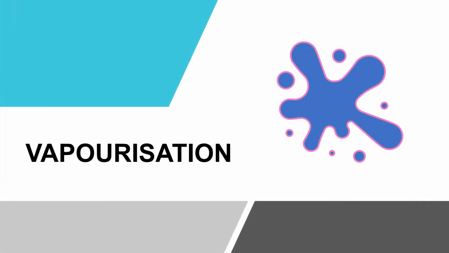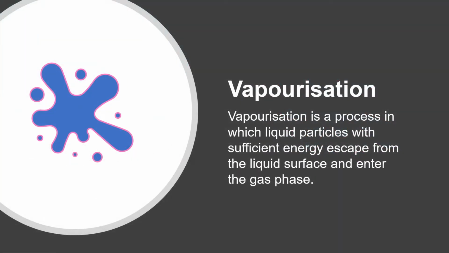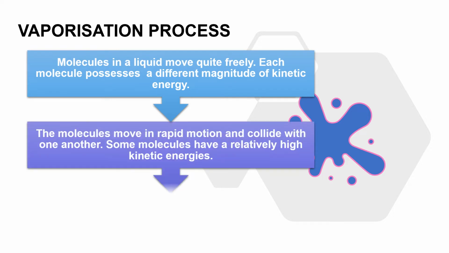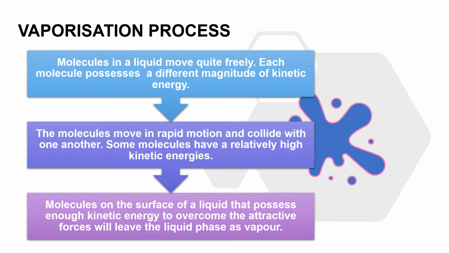What exactly is vaporization? Vaporization is a process in which liquid particles with sufficient energy escape from the liquid surface and enter the gas phase. Molecules in a liquid move quite freely. Each molecule possesses a different magnitude of kinetic energy. The molecules move in rapid motion and collide with one another. Some molecules have relatively high kinetic energies. Molecules on the surface of a liquid that possess enough kinetic energy to overcome the attractive forces will leave the liquid phase as a vapor. This process is called vaporization.